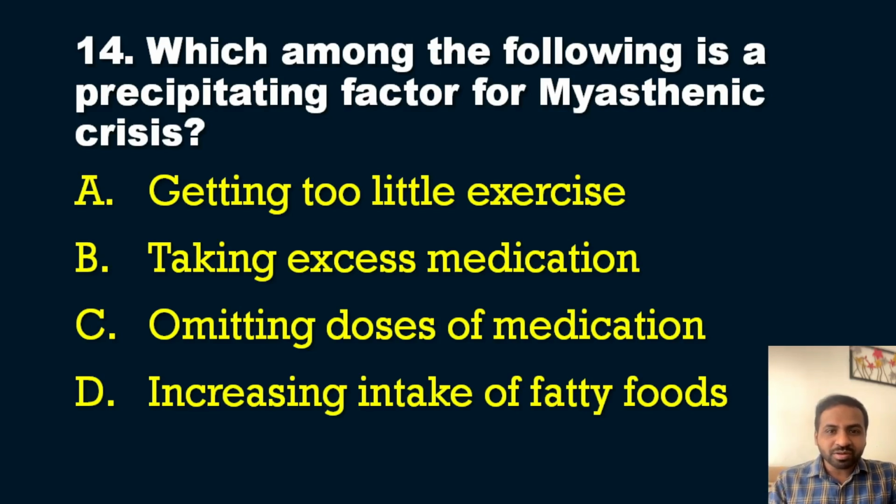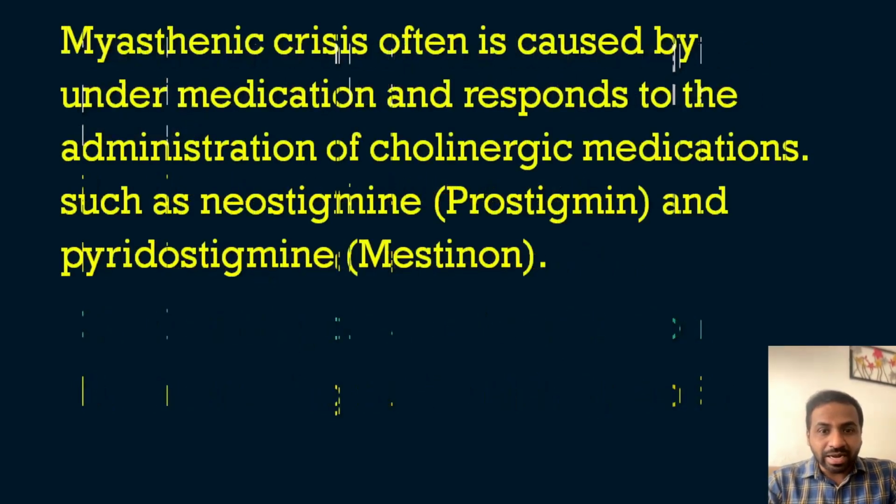The options look a little tricky, but it's a very simple question. So what is the answer? Obviously, the answer is option C, that is omitting doses of medication. So if we skip anti-myasthenic medicines, the patient can end up in myasthenic crisis.